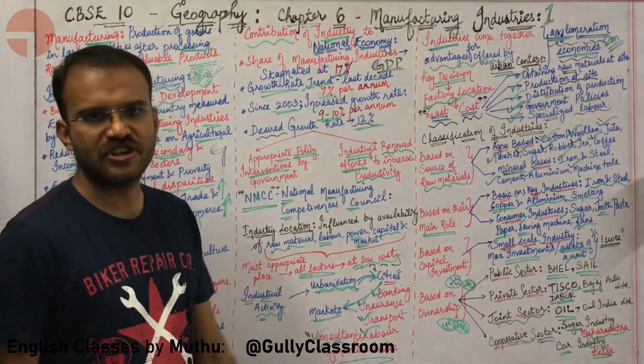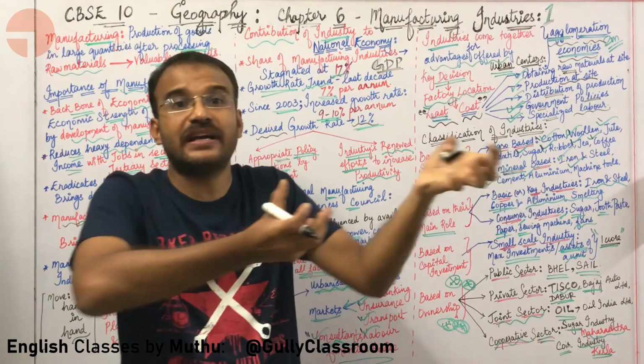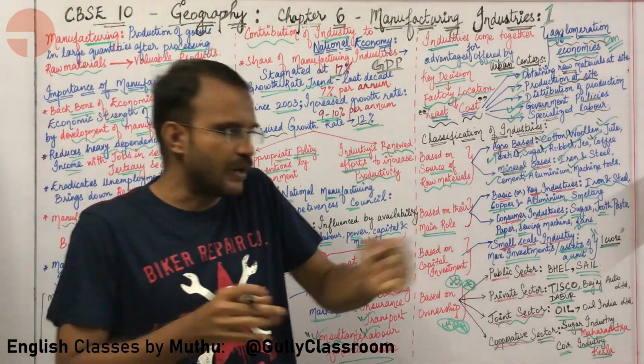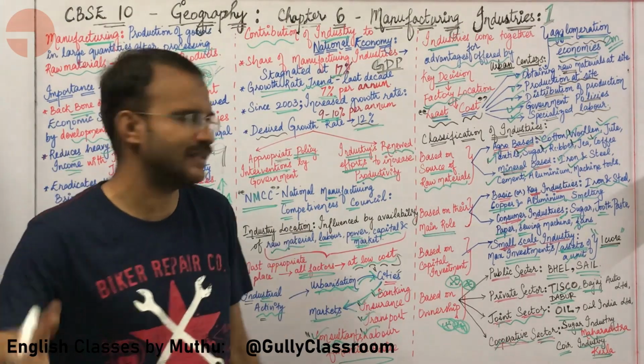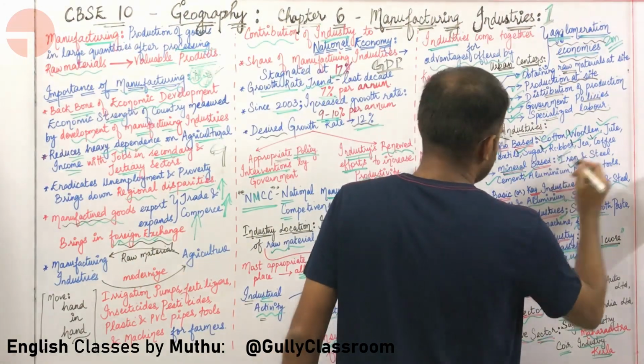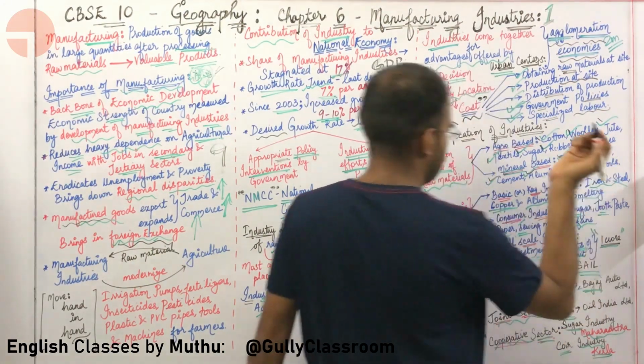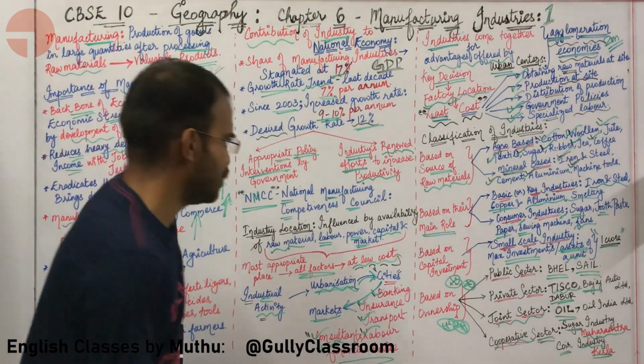What about mineral based industries? They are obviously getting their raw material from the ground, from the earth as minerals, like iron and steel industries, cement, aluminium and machine tools.